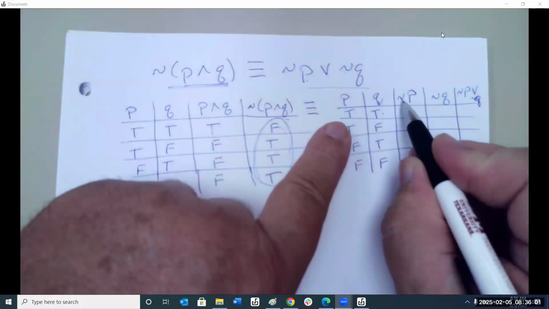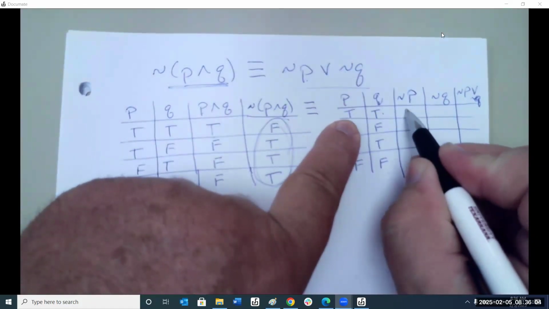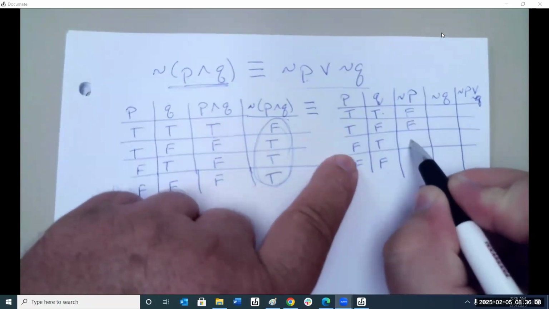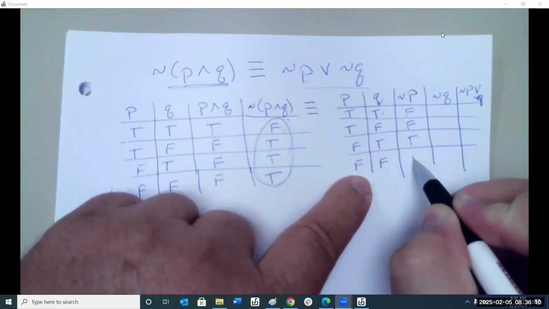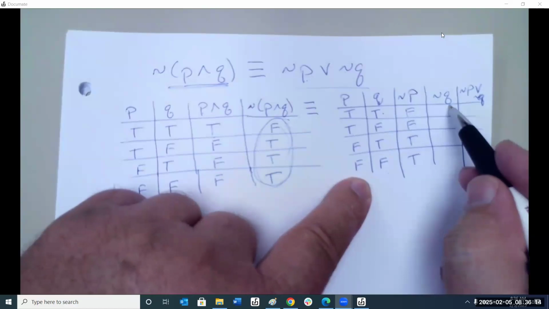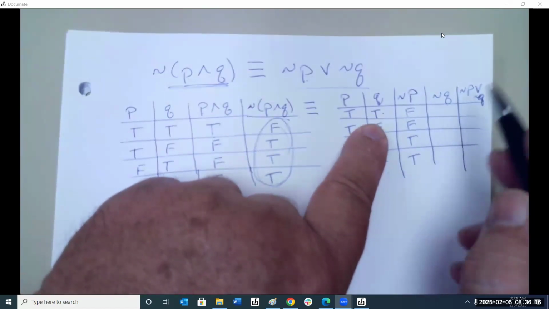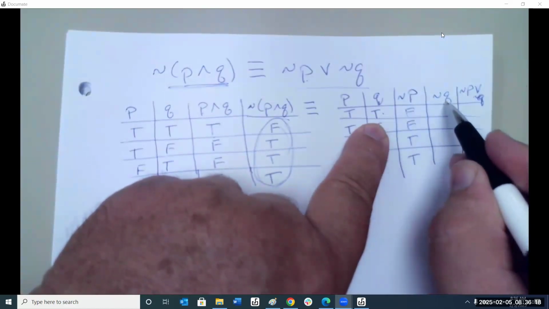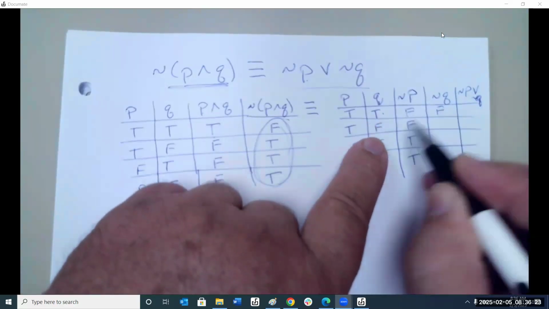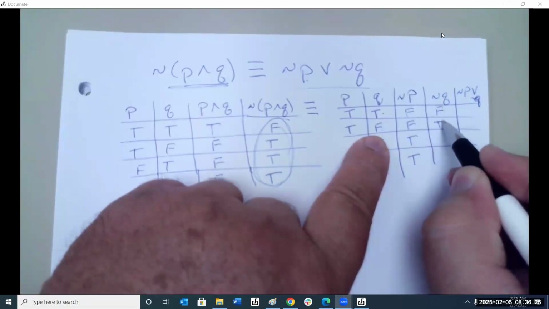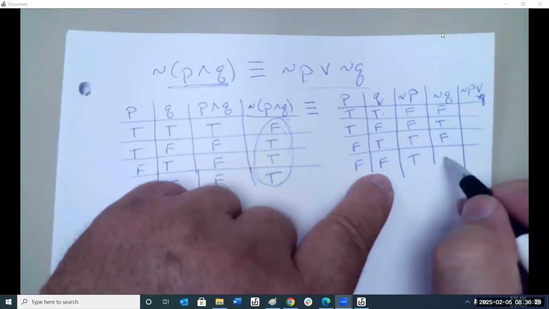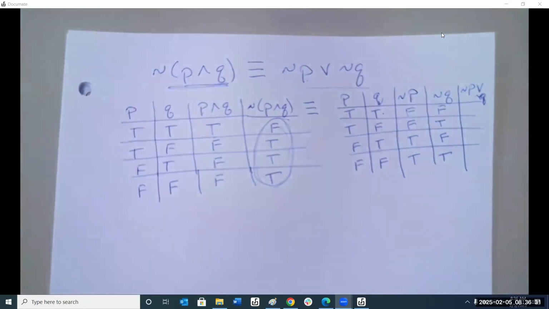Yeah, it's not P. P is true here, so it's false. Then it's false. Then it's true. Then it's true. That's not P. Now let's look at Q. Here's Q. So not true is false. Not false is true. Not true is false. Not false is true.